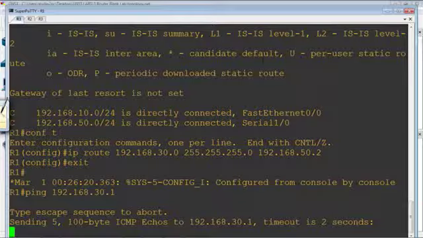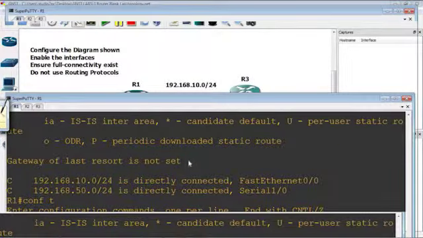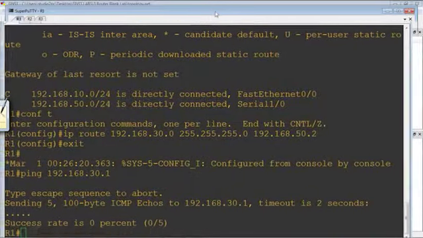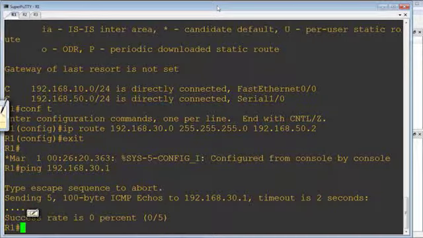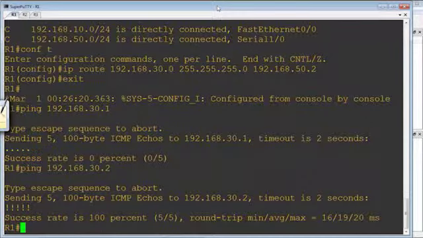Can't get there. Now, let's see if we can ping router 2's 30 address, which is 30.2, and see if that makes a difference. Okay, so I was able to get to the 192.168.30 network, but not all of it.